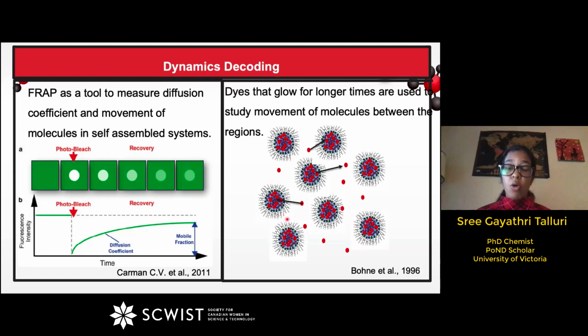For the dyes that glow for a long time, they can travel between different regions in the nanostructure. Like as you see here in the figure, the dyes that are located in the free portion in this sample can move inside the micelle, and the dyes that are inside the micelle can start to move outside, and this movement happens during the lifetime of dyes. So these movements can be quantified using fluorescence by using a quencher molecule, which turns off the fluorescence for the dyes that are in its close proximity.